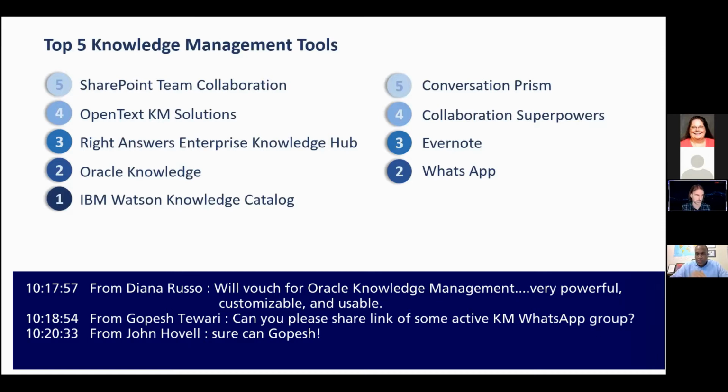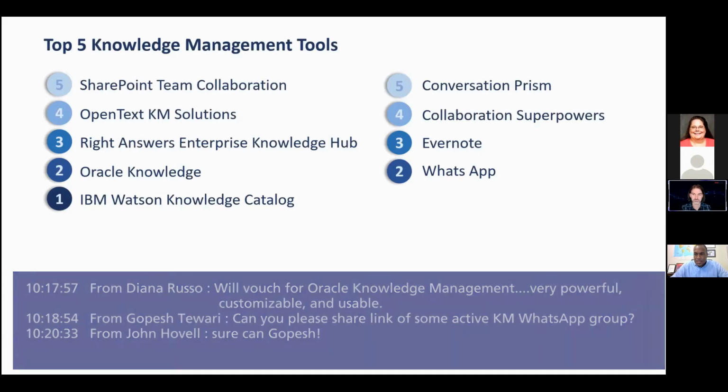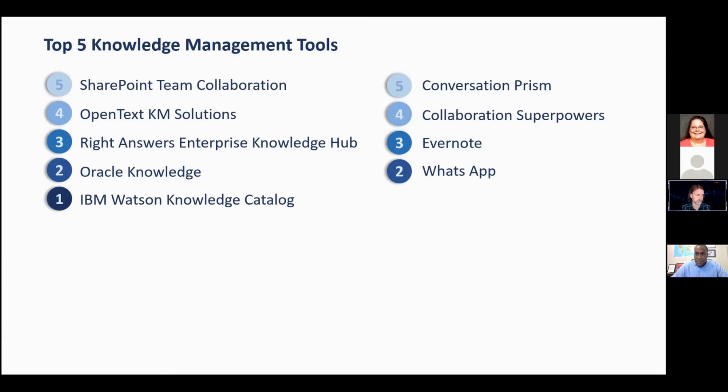It's where information architecture really plays a key role in not only KM, but it really demonstrates how it plays a key role in artificial intelligence. Because as the saying goes, there's no AI without IA. So that's my number one, IBM Watson Knowledge Catalog.